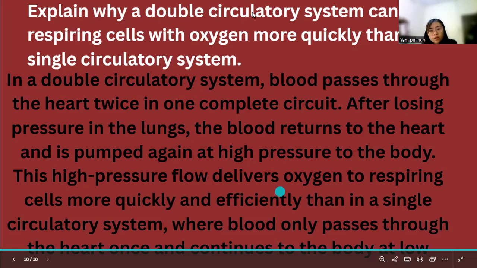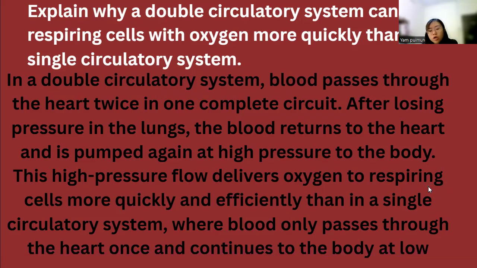So in a single circulatory system, the blood always flows at very low pressure. While in a double circulatory system, after the blood is pumped from the heart, it will be pumped under high pressure so that each of the cells will receive the oxygen as fast as possible, especially when we are carrying out activities such as exercise, when we need to use a lot of energy during our running, and during our exam where we need to use a lot of oxygen. That's all.